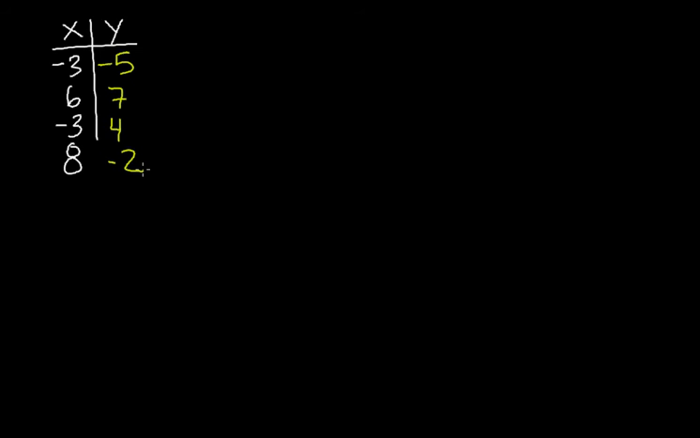So what does this mean, and what does this look like? Say I give you a set of points, or a mini table here of x's and y's, and then I say the domain is -3, 6, -3, and 8, and the range for this is -5, 7, 4, and -2. I want to know, is it a function? Does every member of the domain have one and only one matching element in the range?